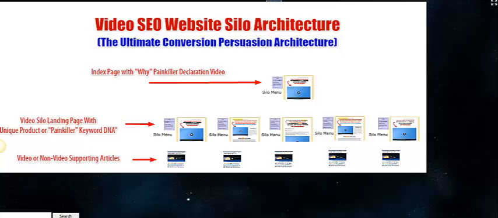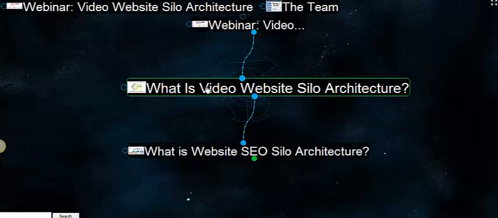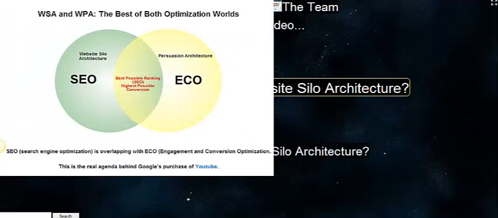So we're going to get right into talking about why we built this course. So what is website silo architecture? Just really simply, it is a conversion overlap of website silo architecture, which we're going to talk about in a moment for those of you who are brand new and have never been introduced to this concept before, and persuasion architecture, which is really about the conversion of the site.